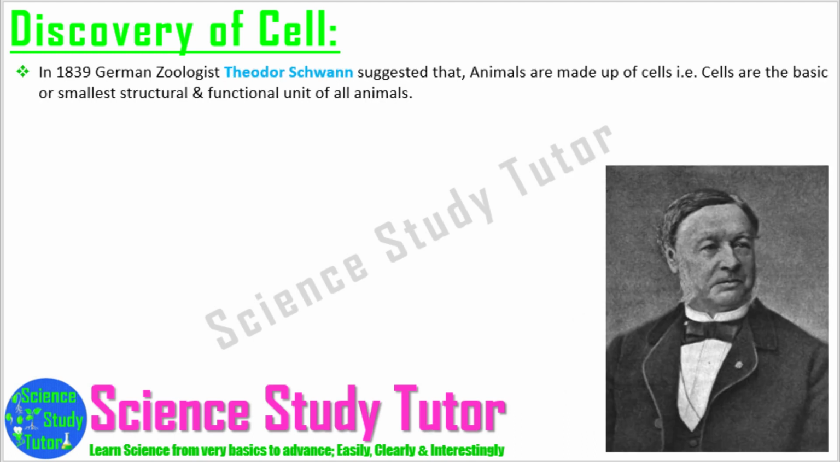In 1839, German zoologist Theodor Schwann, after examining a number of animals, suggested that animals are made of cells, that is, cells are the basic or smallest structural and functional unit of all animals.